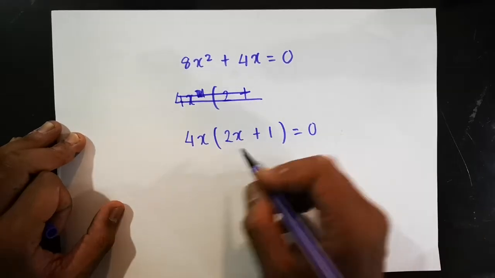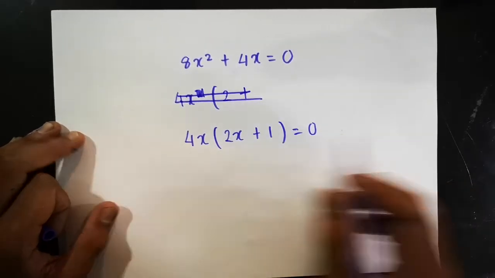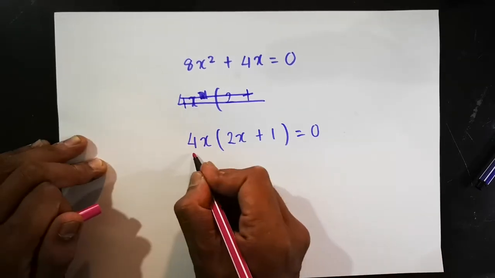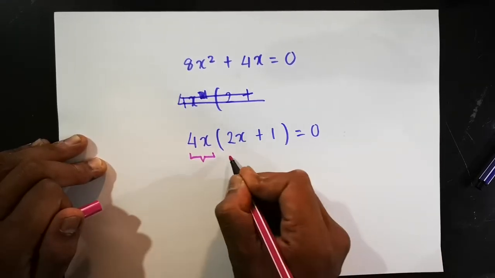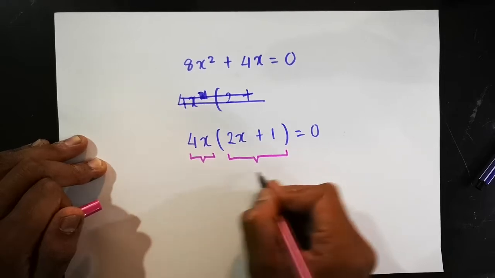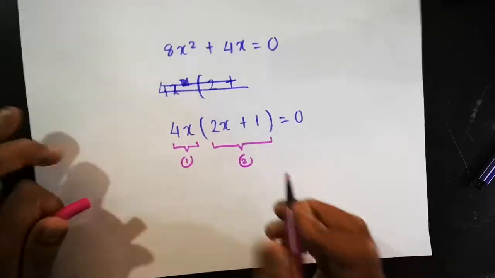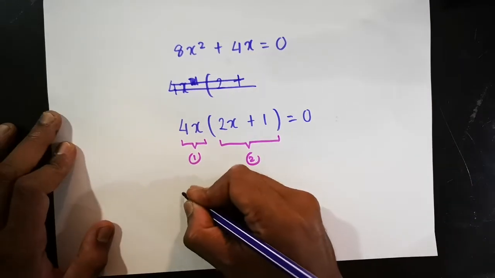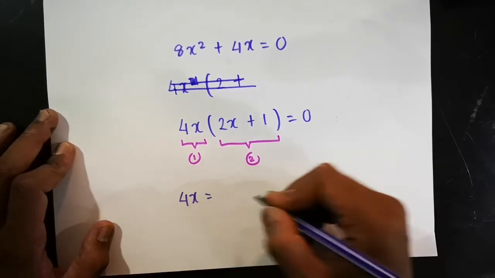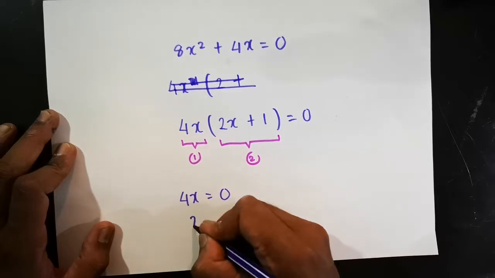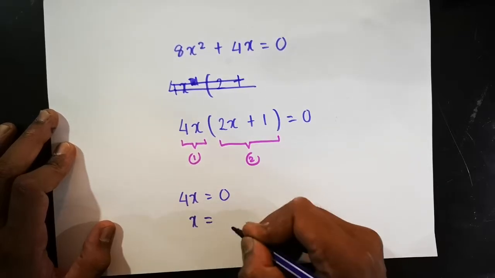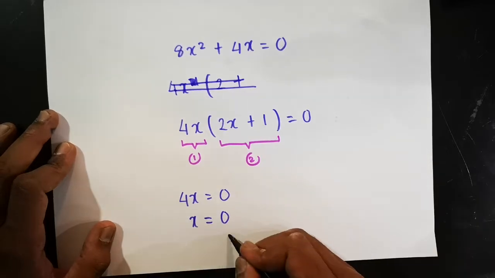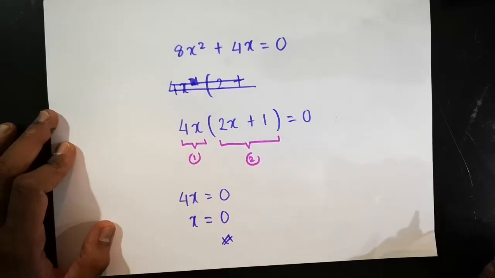Okay? So now what you must do? The first term here, you equate to 0. The second one, you equate to 0. This is 1. This is 2. Okay? So 4x is equal to 0. And hence, x is equal to 0. Easy? Then this is your first answer, x equals 0.